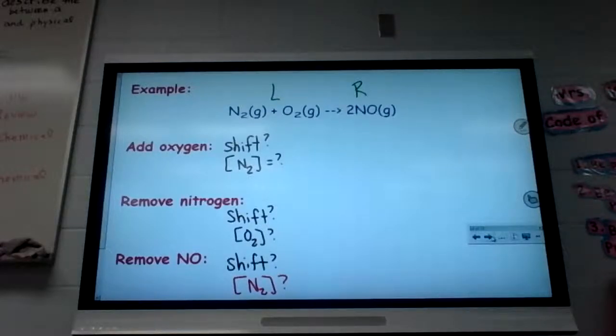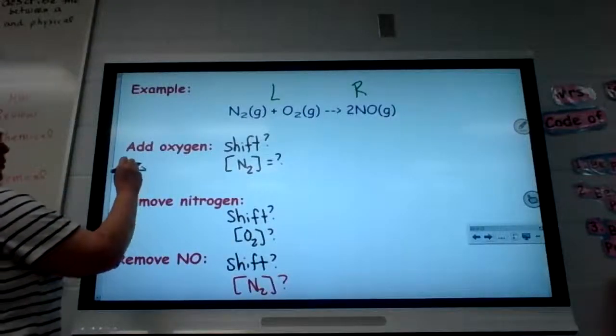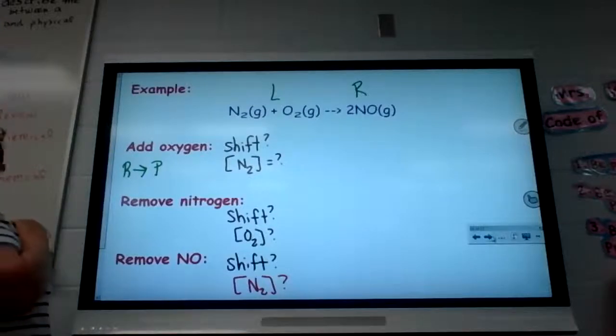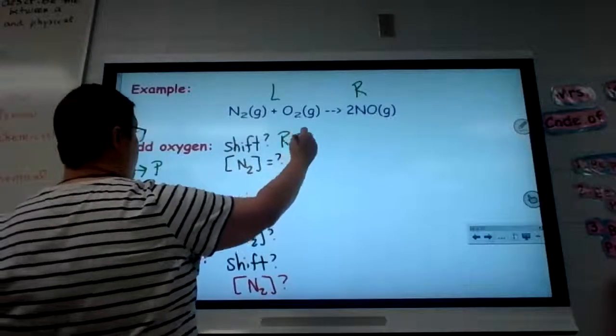So if we add oxygen, the rule is it does what? Goes to the opposite side. So oxygen is a reactant, so that means it has to go to the what? Has to go to the products. So that means it's going which way? To the right, or forward.